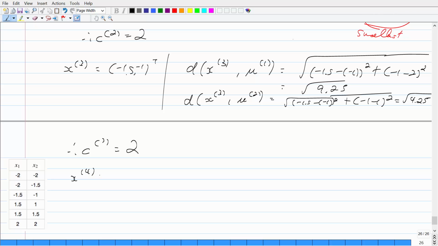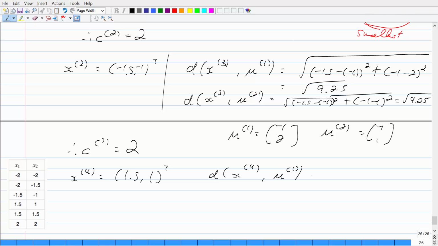Comparison to what you've seen before. So this next example is 1, 1.5, okay? And again, the centroids are equal to -1, 2, and -1, 1. So let's calculate the distances. Take the fourth example and figure out the distance between that and the first centroid. So you have 1.5 minus -1, and then plus 1 minus 2. When you calculate this, it becomes 7.25, because 2.5 squared is 6.25, and then you add that with 1, you get 7.25.